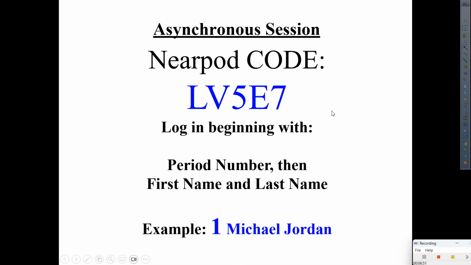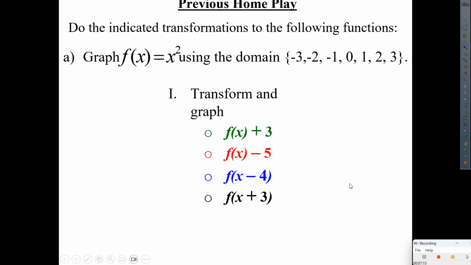Copy the code for tonight's home play, LV5E7. That's nice. Is this one very simple, yeah? Only one problem, and I'm pretty sure you did that by yourself. Counts as a pop party.